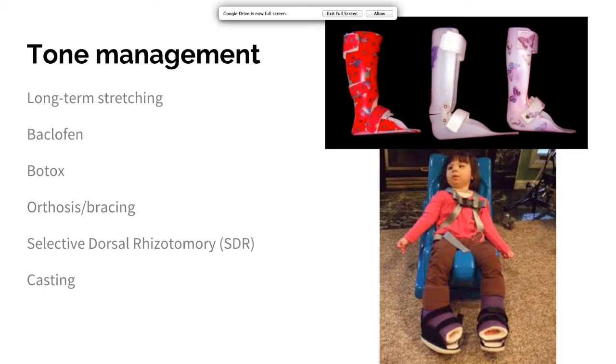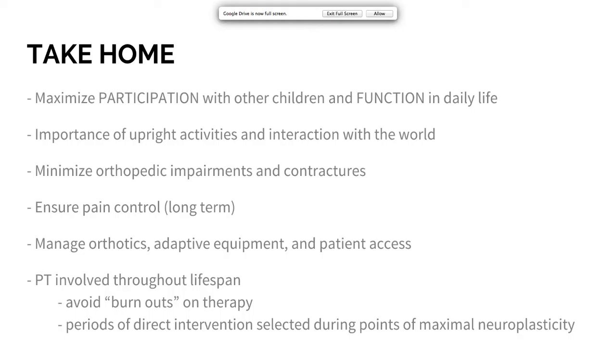Selective dorsal rhizotomy is a surgery done in the lower spinal cord in which certain nerve fibers are cut, which will allow those muscles that have increased tone to no longer have that increased tone. In the bottom picture, casts are being used to manage this child's tone. In our labs, we will be covering the stretching portion as well as covering casting and AFOs in our prosthetics and orthotics labs. So to wrap things up, these are the points that we hope you remember from this presentation.